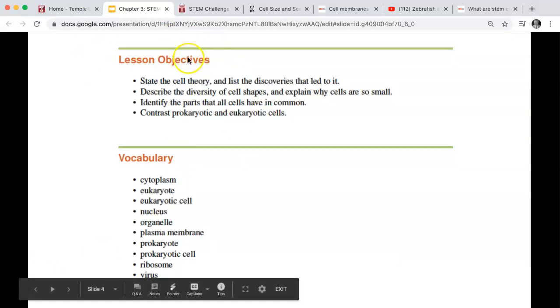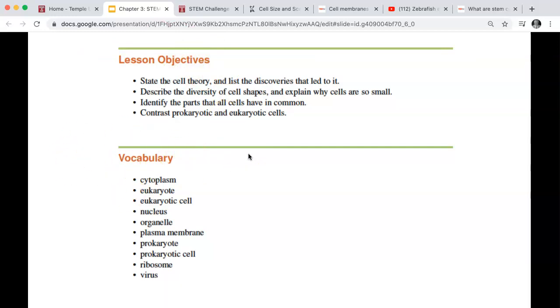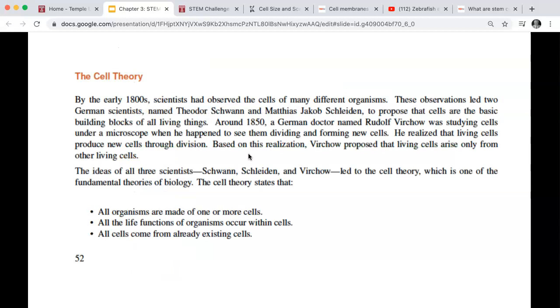Make sure you go over the lesson objectives. Make sure you become familiar with the vocabulary that we use. I'll be using that vocabulary as we go through this. So the first thing we're going to talk about is the cell theory.